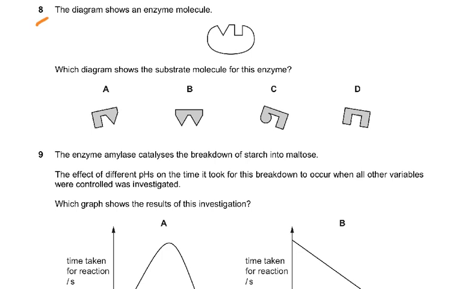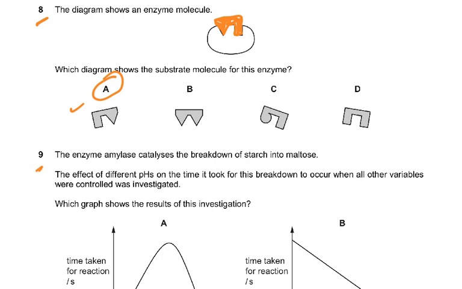Question number 8. The diagram shows an enzyme molecule. Which diagram shows the substrate for this enzyme? So the substrate has to be something like this, some structure like this. Now you know which one of these it is. So it's this one. It's A. So that is how you have to figure this out.